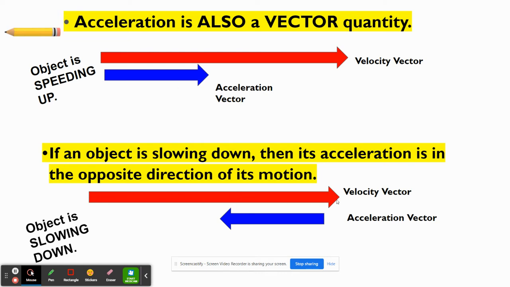If I have an object in motion and the acceleration vector is going in the opposite direction, this tells me that whatever object this is actually slowing down. It's still moving. It's still in motion. I know that because I see the velocity vector, right? But the acceleration vector is going in the opposite direction. So that tells me this object is slowing down.